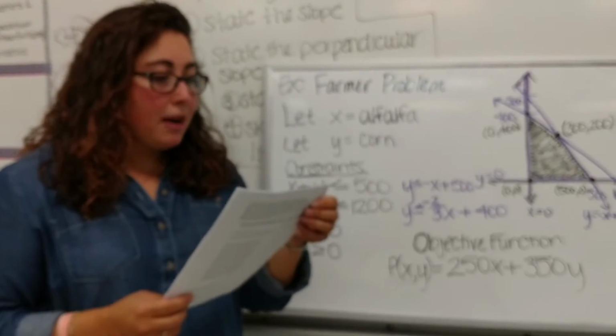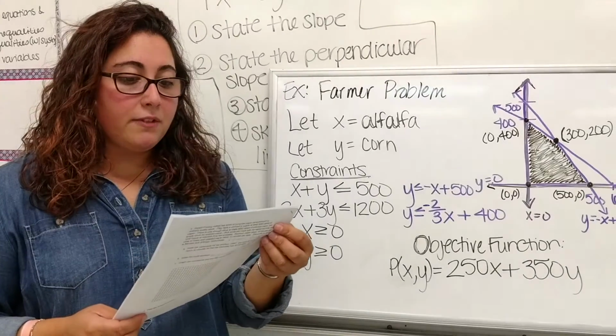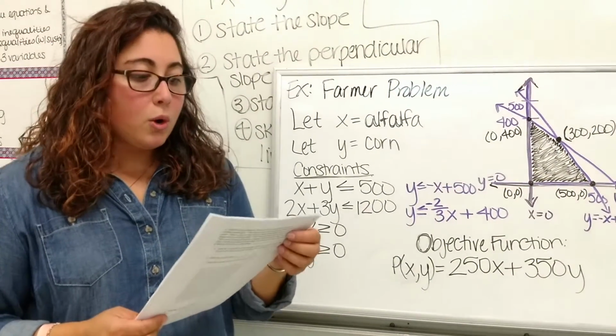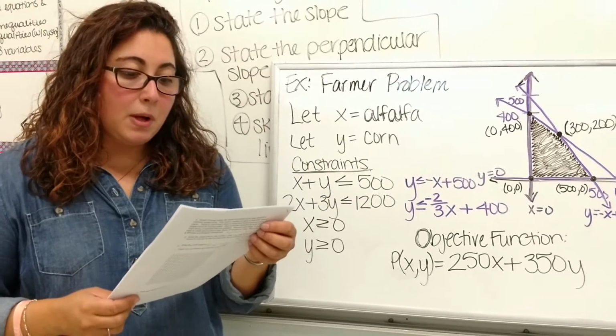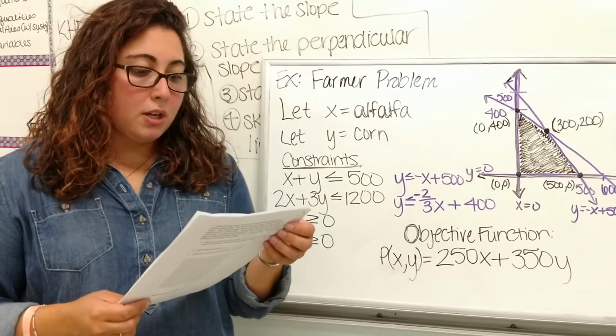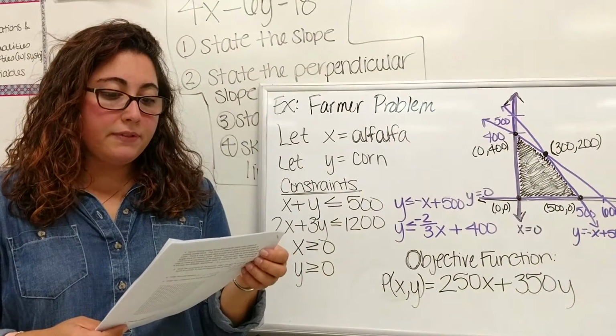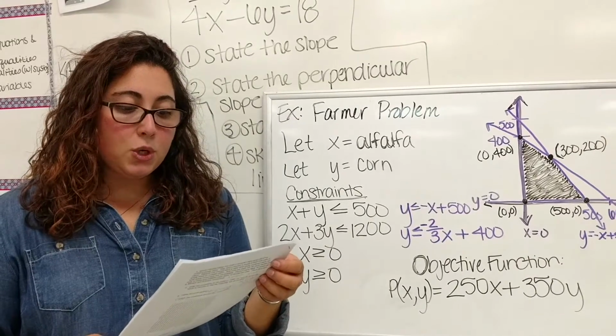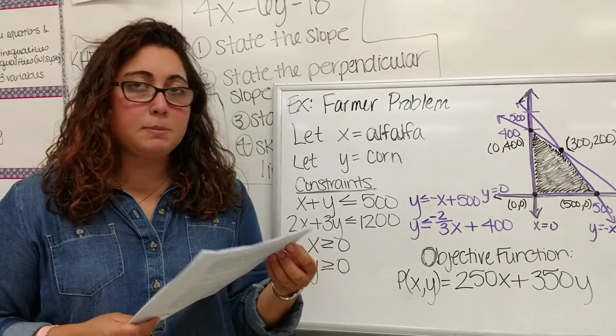A farmer can make a profit of $250 for every ton of alfalfa harvested and $350 for every ton of corn harvested. Corn requires 3 hours per ton to harvest, while alfalfa requires 2 hours per ton. Each crop requires 1 hour per ton for planting. The planting time available is 500 hours and the harvesting time available is 1,200 hours. How much of each crop should the farmer grow in order to maximize his profits?